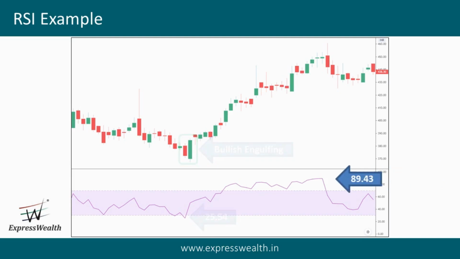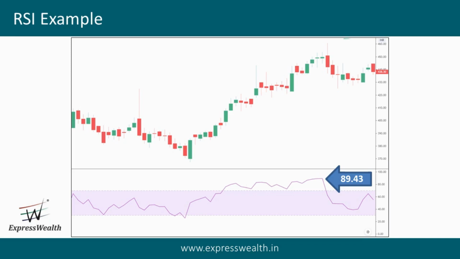Similarly, notice this level where RSI turns 89, a value which is considered to be in overbought region. You should be very careful if you are planning to buy this stock at this level. Again, if you notice the candles, they form a bearish engulfing pattern, exactly opposite of bullish engulfing. So, a bearish engulfing pattern backed by RSI of 89 is a strong sign of beginning of a downtrend.